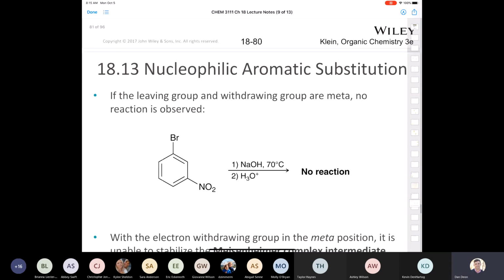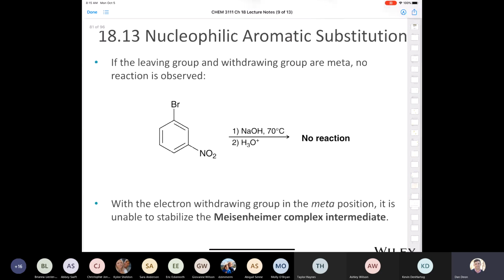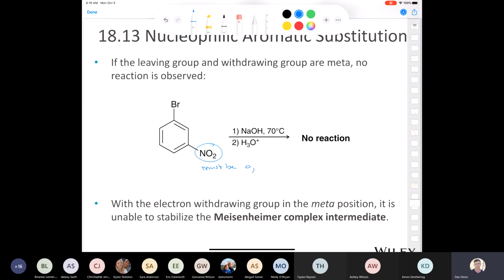Okay, anyhow, and what else is really interesting is that if you try that same reaction that we just saw two slides ago, if you try that with the nitro group meta to the leaving group, or meta to the halogen, you get no reaction. So again, it's got to be ortho or para. We could even reiterate that, okay? We could circle this and say must be ortho or para for SNAr to occur. Gotta be ortho or para.